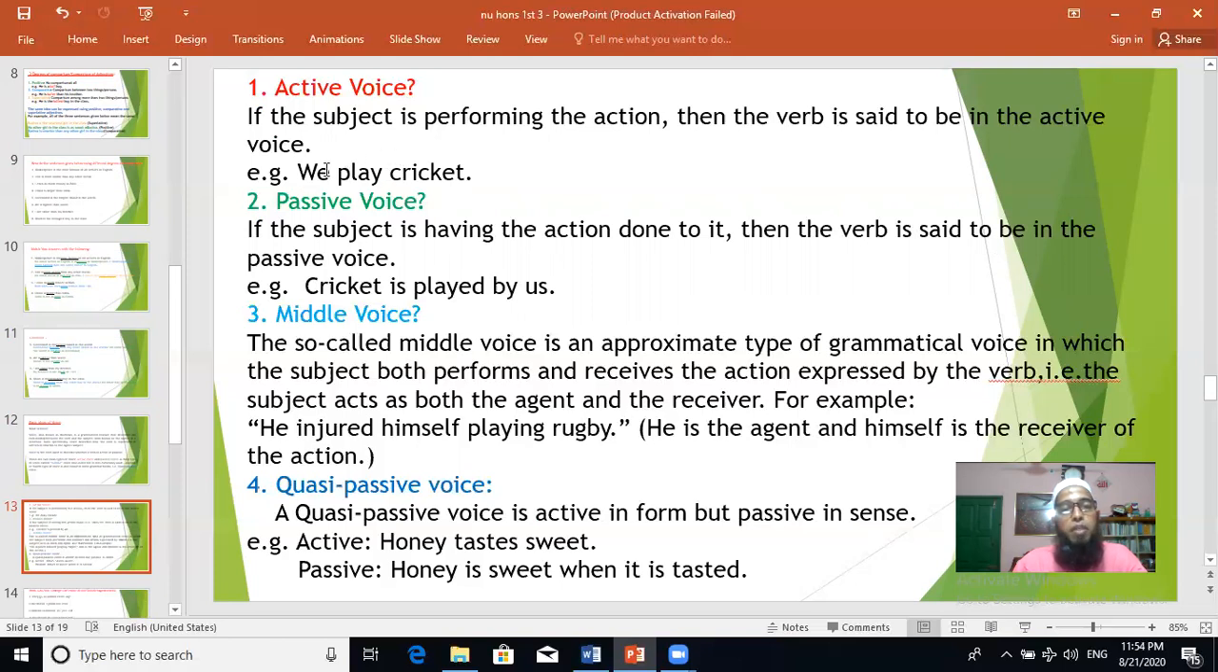Who plays? We play. So who is the subject here? So the subject is doing the action. That's why it is active voice.